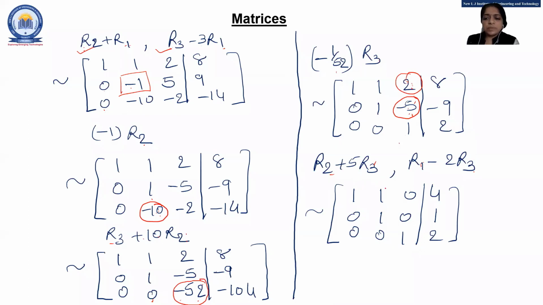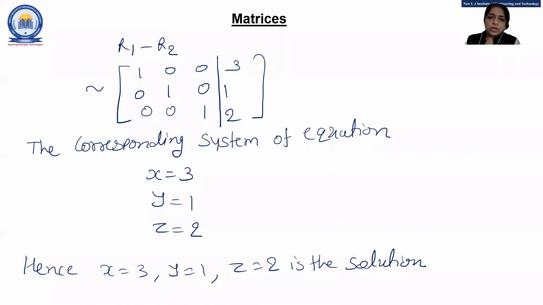Now the last step remaining is to convert this 1 into 0. That's why I'm doing one operation in the first row, that is R1 minus R2, right? By doing R1 minus R2, I get the reduced row echelon form, right?